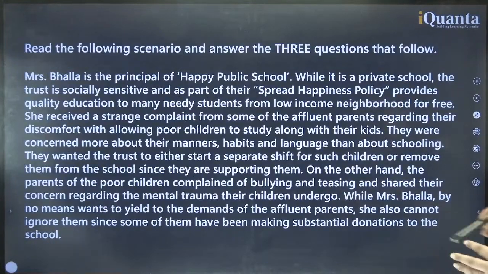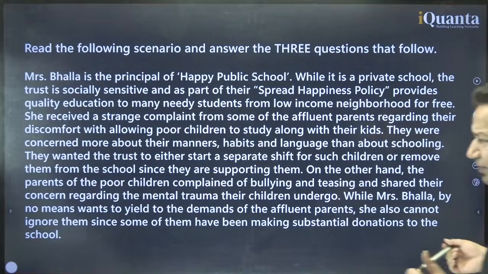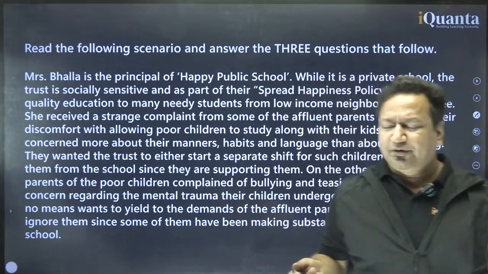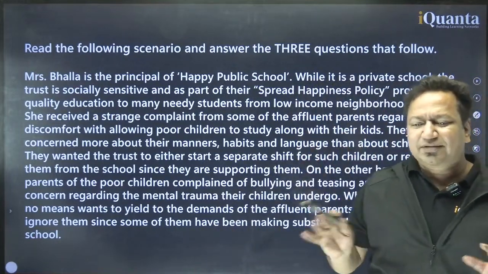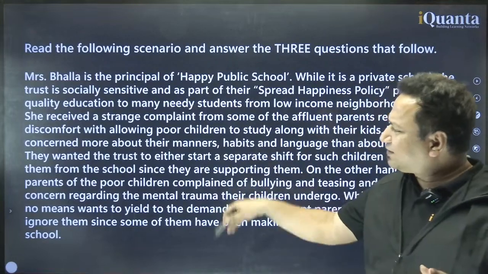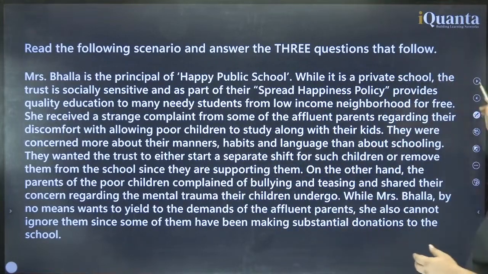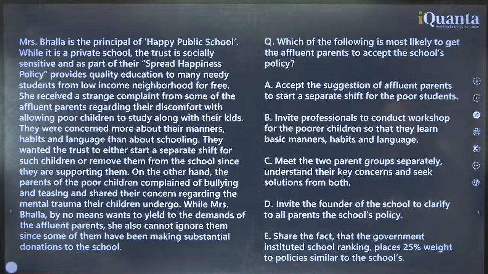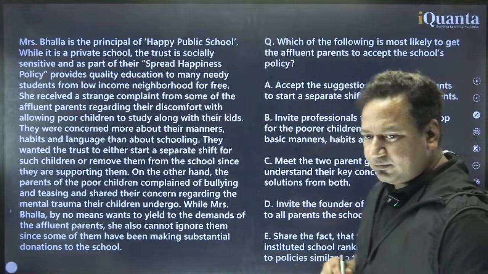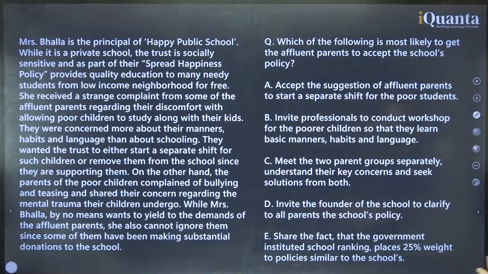I hope all of you have read the passage, right? Those who will be watching the recording afterwards, I gave enough time to read the passage, so I won't be reading it overall because that's not necessary. I'll just explain the questions. First question says, which of the following is most likely to get the affluent parents to accept the school's policy? All right. First one says, accept the suggestion of affluent parents to start a separate shift for the poor students.